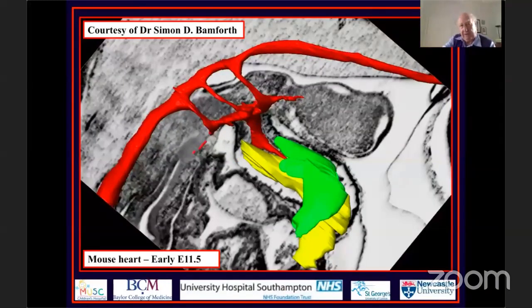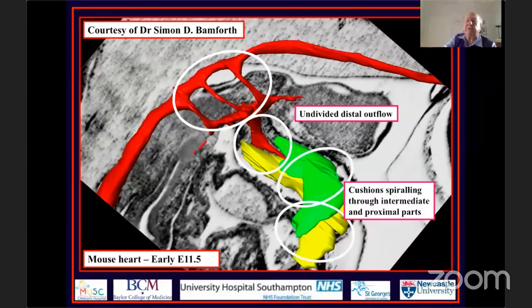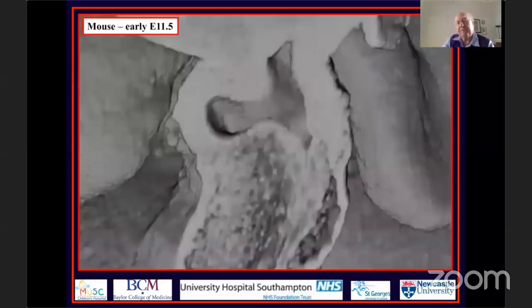We know from our ongoing work in the mouse heart that it is the same there. This is a very nice reconstruction made by my colleague from Newcastle, Simon Bamforth. And there you see the extrapericardial components, the pharyngeal arch arteries that are arising from the aortic sac. And within the outflow tract, we have an undivided distal component. And then we see the outflow tract cushions or ridges, which are spiraling through the intermediate and proximal parts.